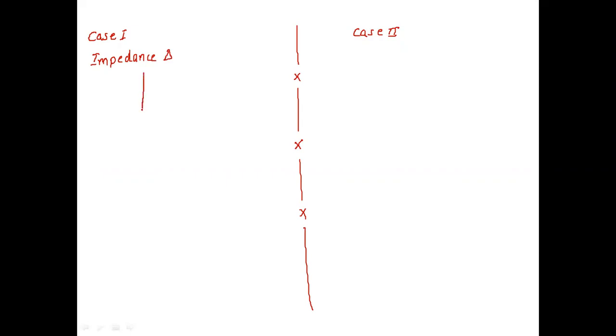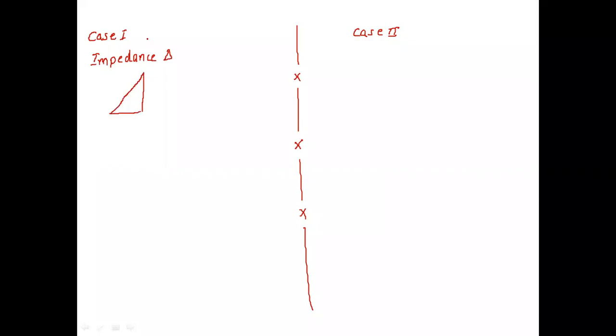Now, the second part is that, once again, I will make two columns. Here I can write case first, and here I can write case second. Now try to remember the impedance triangle. The triangle should be like this.